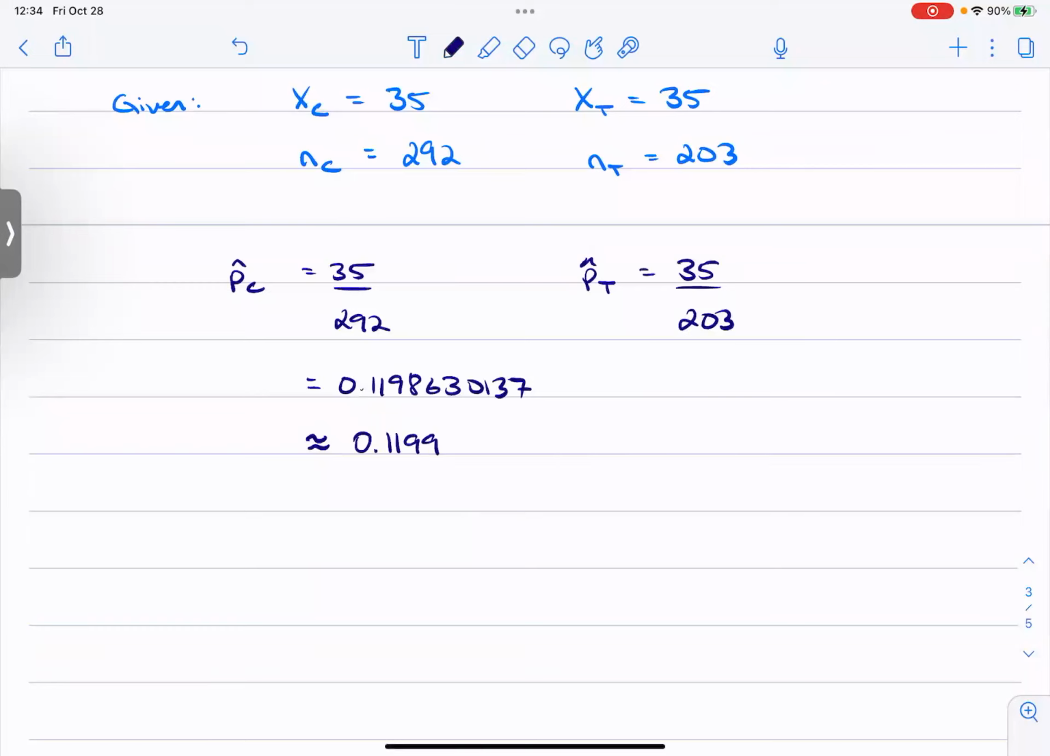And 35 over 203 is 0.17241379331, which again, I'm going to round to 4 decimal places, 0.1724.